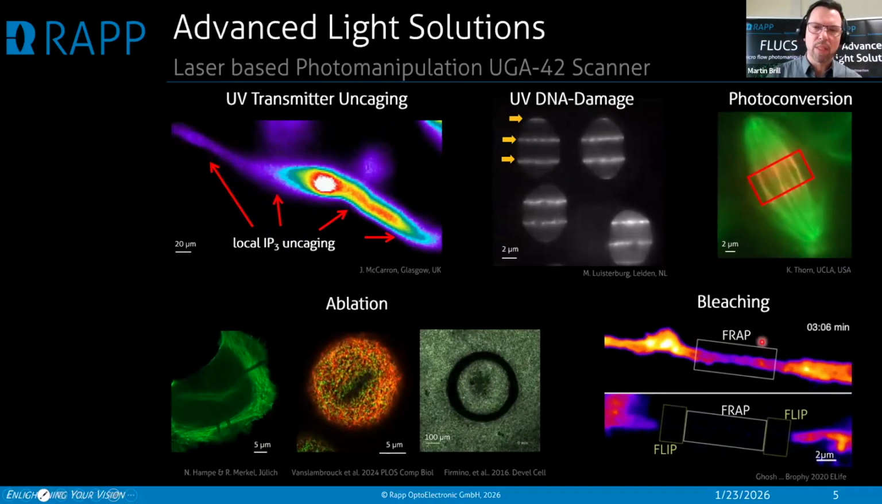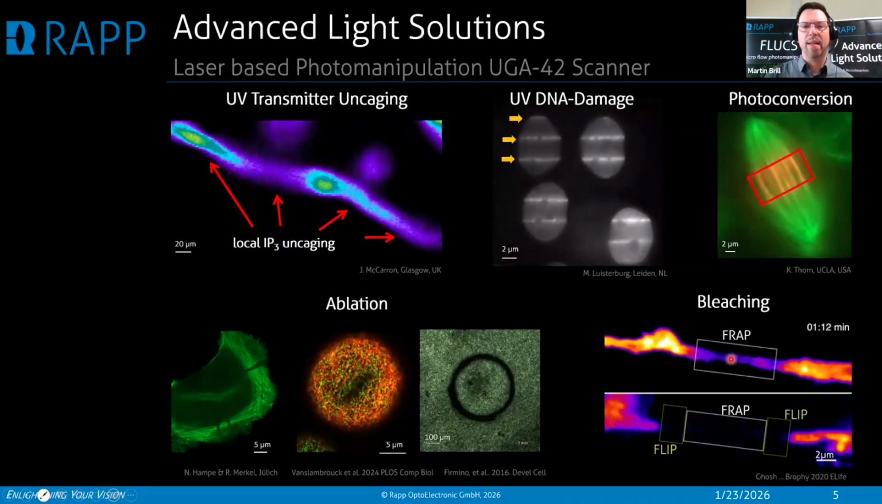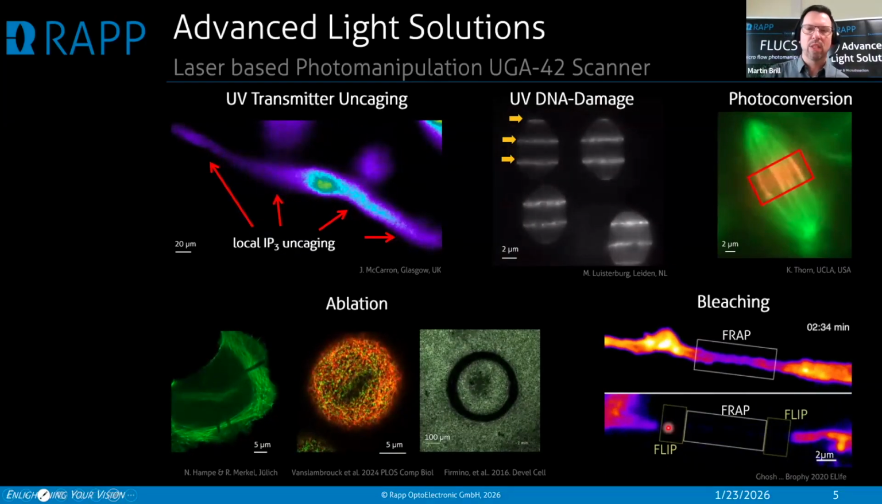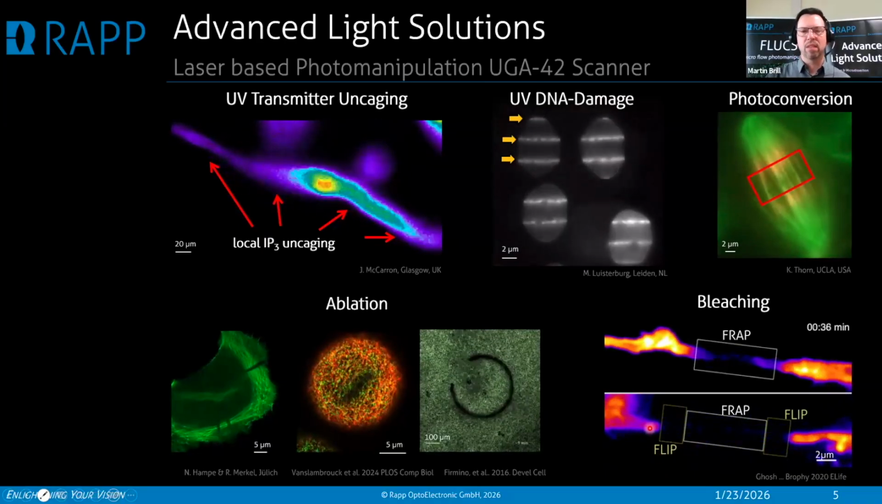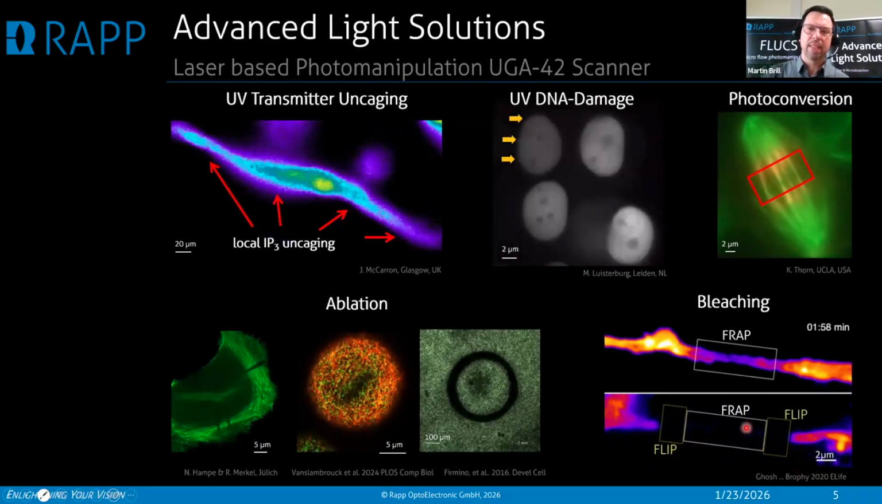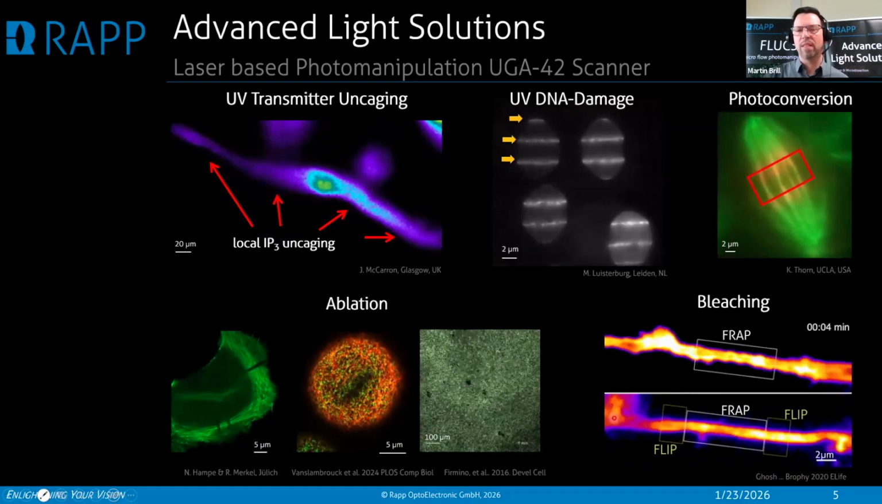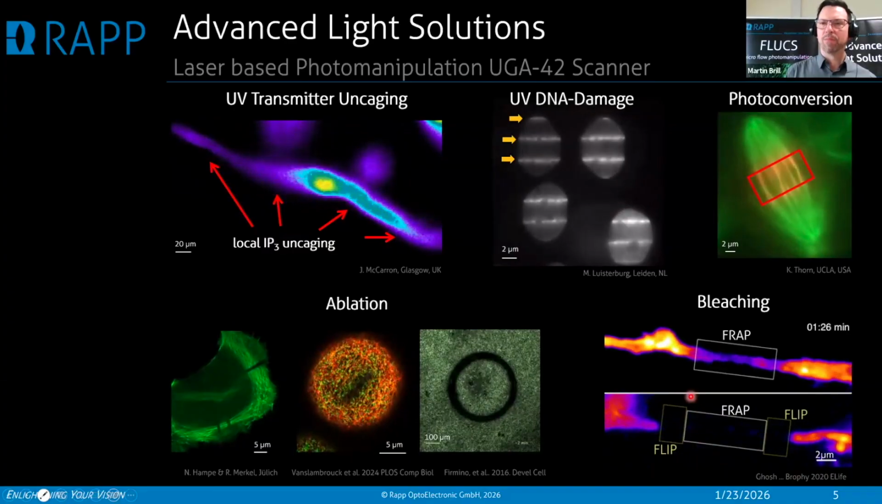So you bleach once with a strong laser, you see the fluorescence is gone, but it comes back. And now with FLIP, so the fluorescence loss in photobleaching, meaning you continue the bleach. Now you could sequentially or both together see that there is no transport coming through. So that means this is an actual transport of this neurofascin.